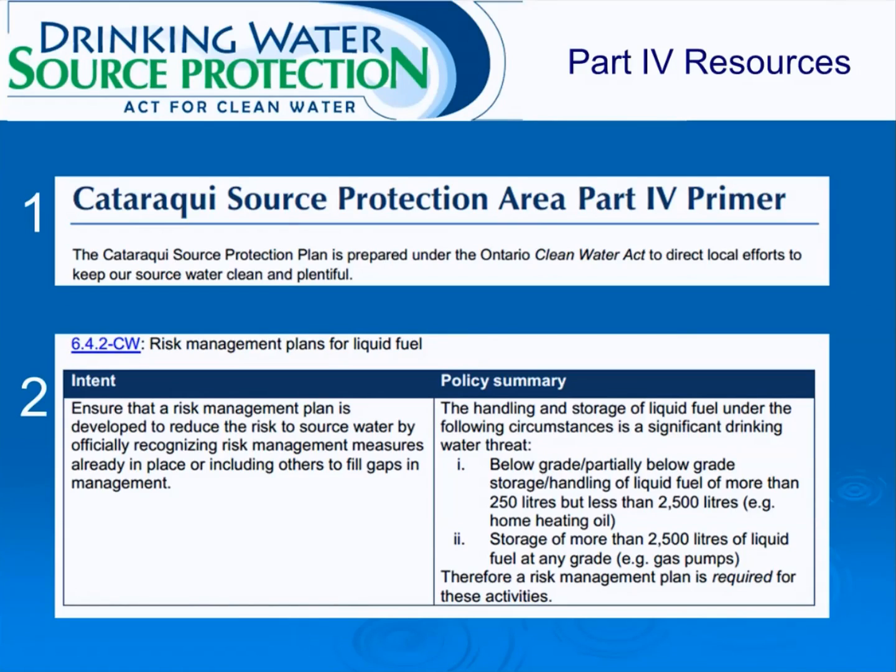The primer gives a brief overview and introduction to Part 4 of the Clean Water Act and its implications for the Cataraqui Source Protection Area. The interactive maps list specific Part 4 policies in each intake protection zone and wellhead protection area. Other resources that will be provided in this Workshop in a Box package will be discussed at the end of this presentation. You are encouraged to contact your risk management official whenever there are questions about a proposed development or alteration to a development, or if you have any other questions related to Part 4 policies and enforcement.